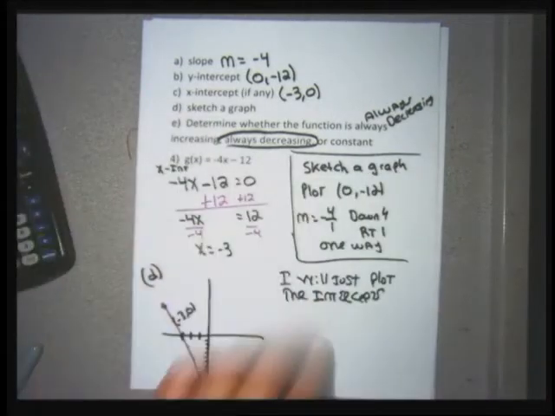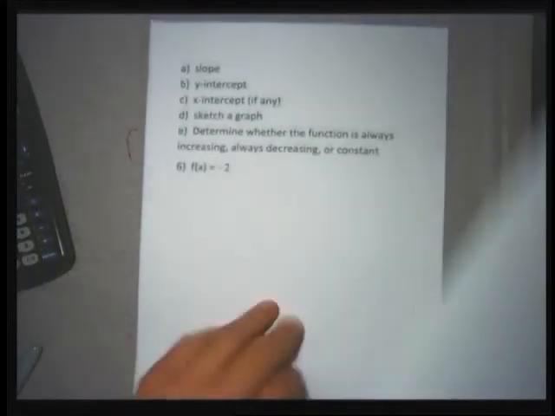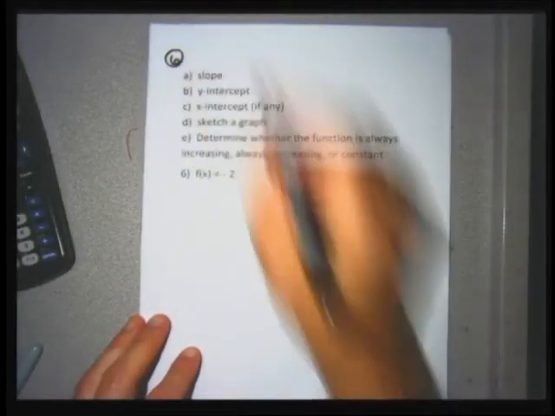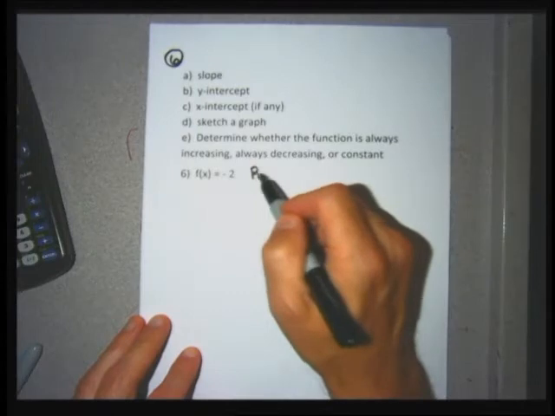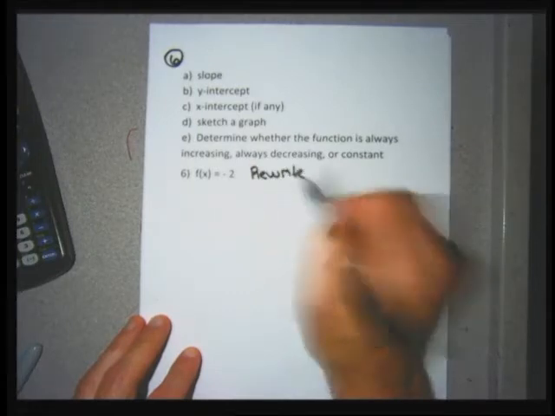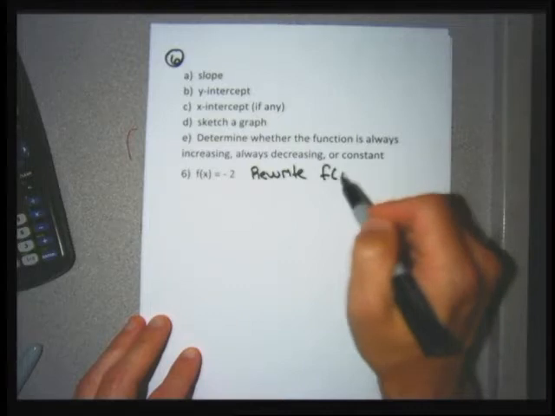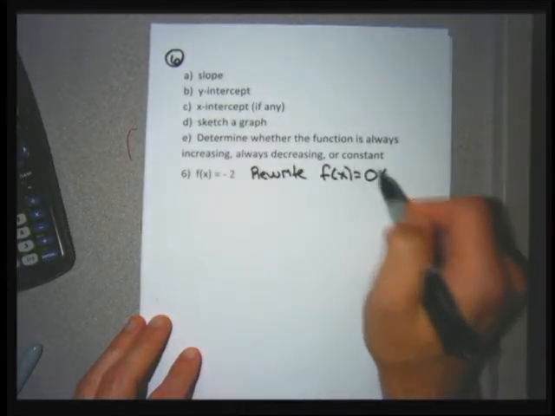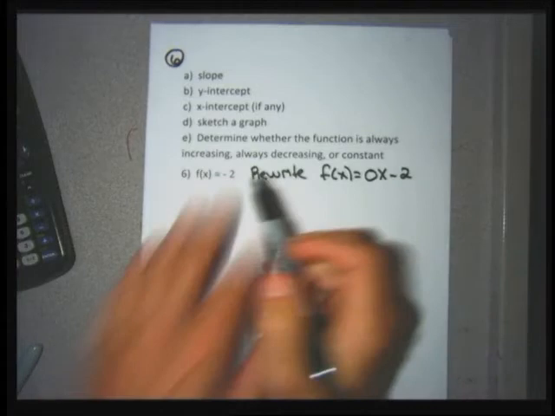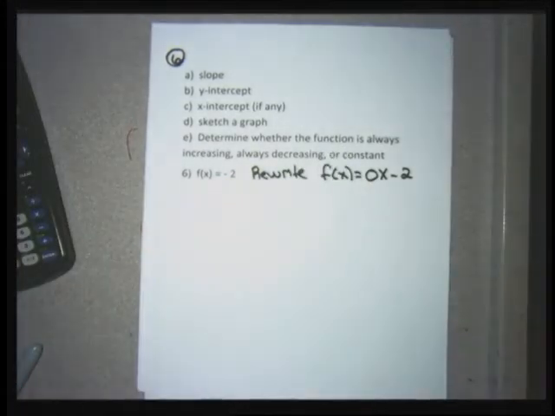And that's all there is to do for question 4. Again, if it wasn't obvious, I was doing question 4. Now I'm going to be doing question 6. And question 6 is tricky because to the right of the equal sign there isn't an x. So if you need to, when you're doing problem 6, because there isn't an x to the right of the equal sign, you don't have to do this, but if you want to, you can rewrite it as 0x minus 2 as opposed to just f of x equals negative 2, and that might help you answer the questions and find everything you need to find a little bit easier.